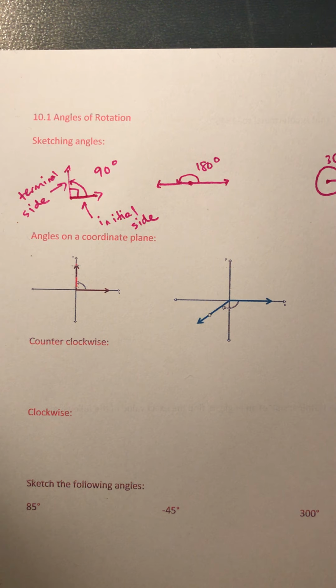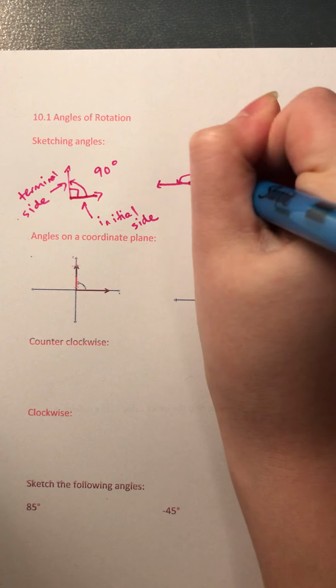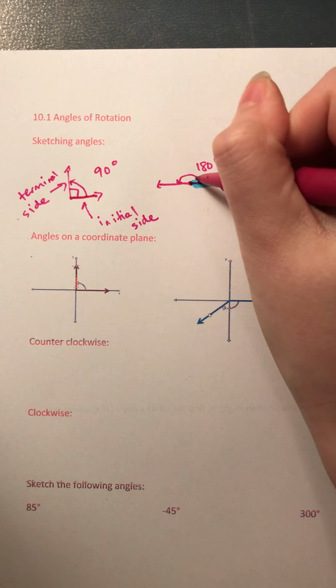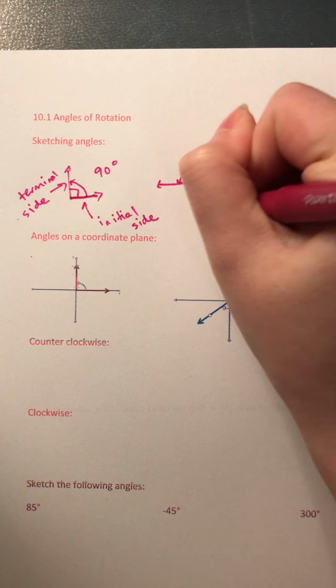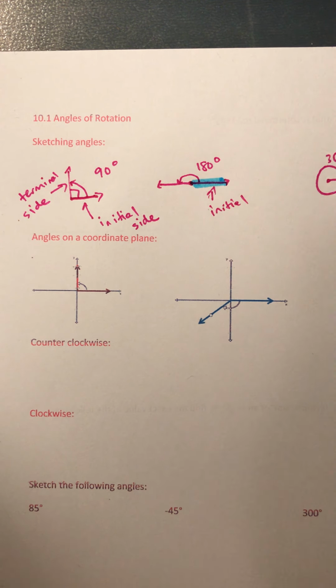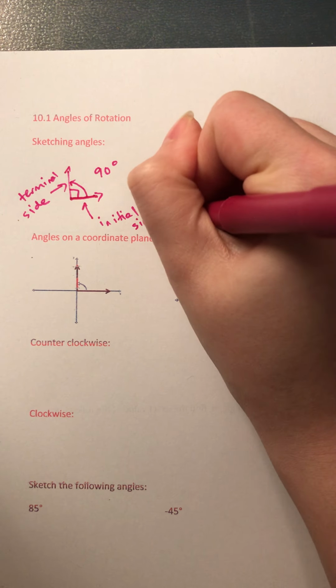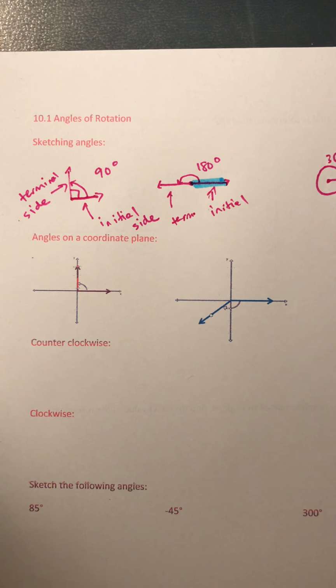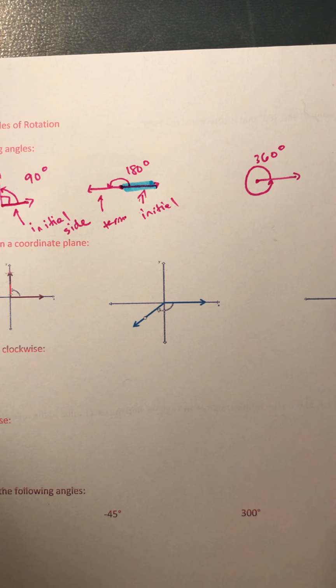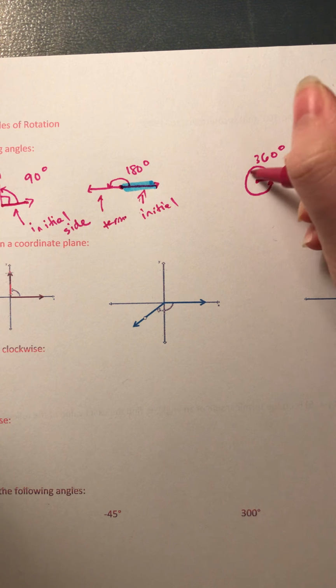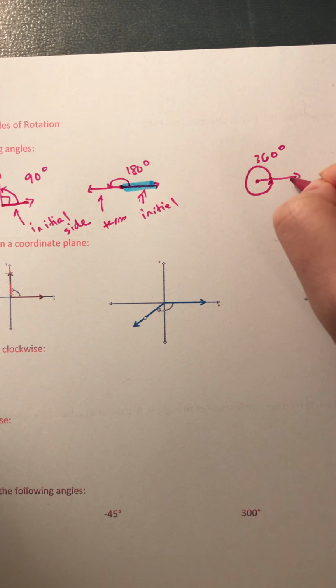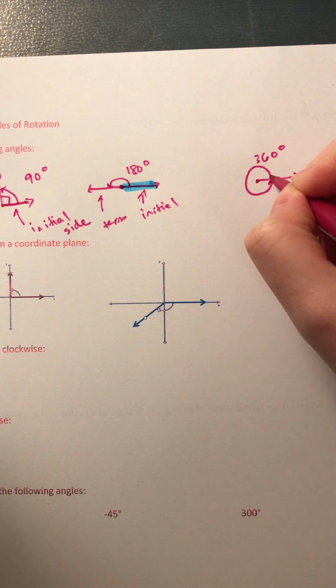So for example, for this problem, your initial side is here. You started here and we went all the way to 180 degrees. So this is initial. And this side would be your terminal side. I usually abbreviate terminal as term. Here, the interesting thing is you started here, but you also ended up here. So your initial side and your terminal side end up being the same spot because you started here and went all the way back around to your original spot. So your terminal and initial are the same.